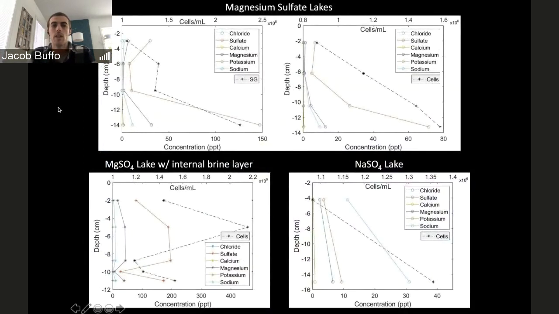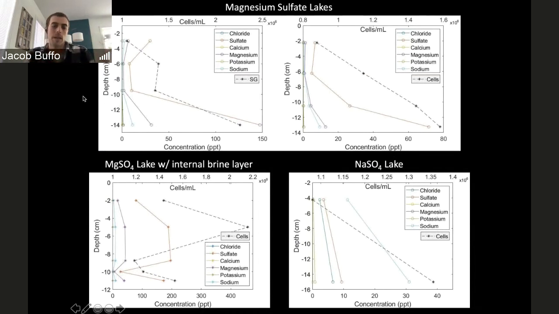And so these are some of the results from this last season that we went up in February of 2020, which feels like a long time ago now. And so these top ones are some of the ones that I'd shown before, these magnesium sulfate systems, where I'm showing both the ionic profiles that kind of have this C-shaped curve, and also this kind of gradual increase in cell density as you move down through the ice column.